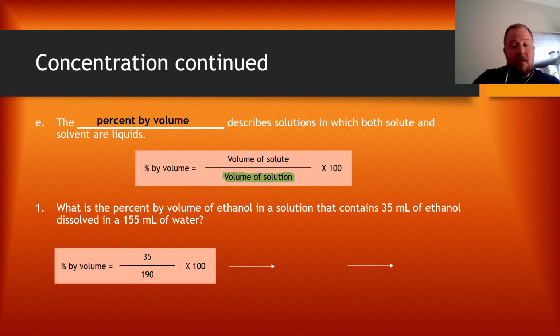Okay, so again, taking a look here at our equation, I have 35 milliliters of ethanol, that's my solute. The solvent is the water, so 155 plus 35 gave me 190. Again, it's solution. Go ahead and solve that out, and when I did, I got 18.4%. Looking back at significant figures, I should see that I'll need 18%.